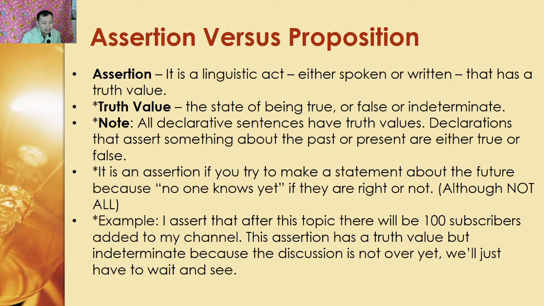But not all assertions are said that way. There are assertions that are stated like this. As an example here, I assert that after this topic, there will be 100 subscribers added to my channel. This assertion has a truth value. It can be true or false, but indeterminate for now because the discussion is not over yet. The topic is not over yet. We'll just have to wait and see.